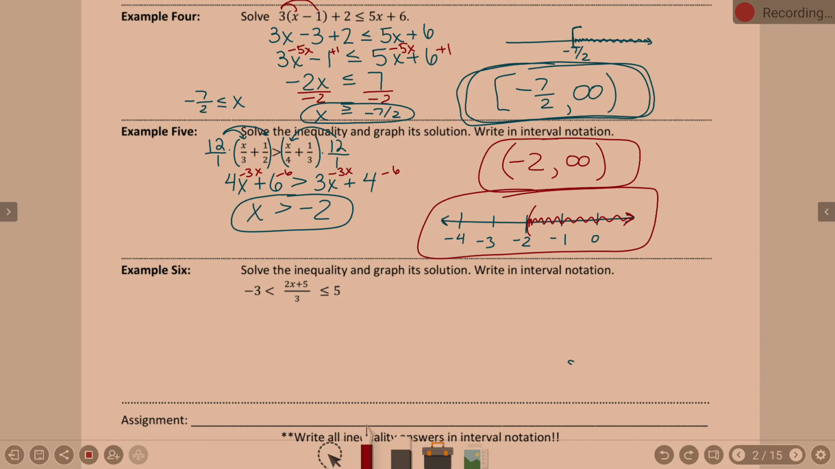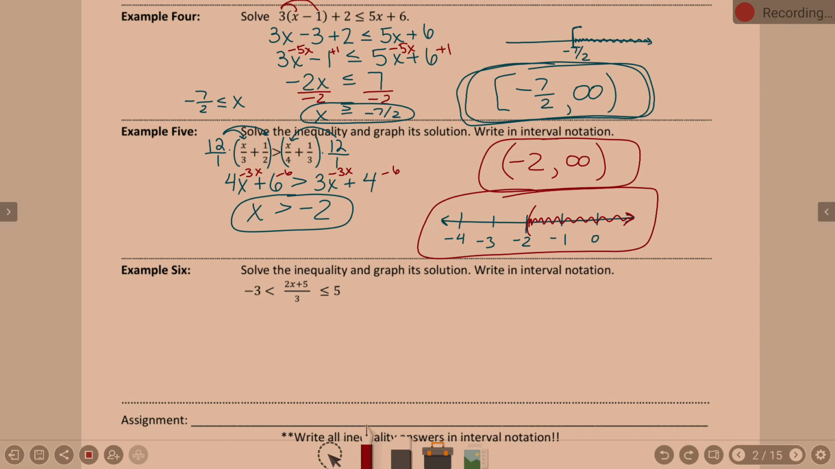Example 6. Solve the inequality, graph its solution, write an interval notation. What's a little different about this one? It's got 3 parts, doesn't it? Okay, it's a compound inequality. Only difference is, where are we trying to get x by itself? In the middle. What do you want to do first to get x by itself in the middle?